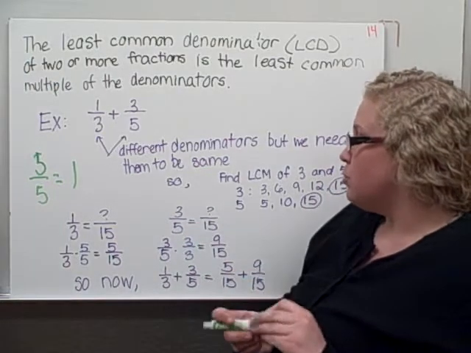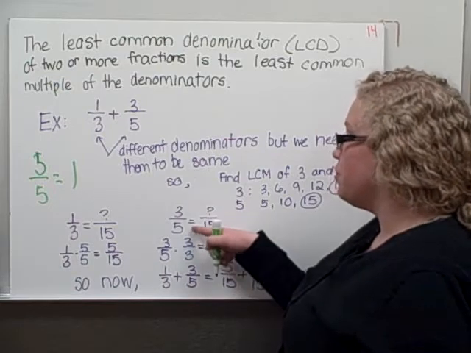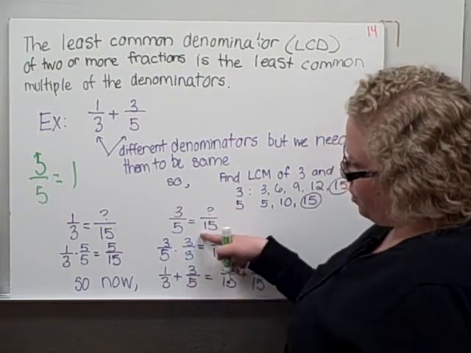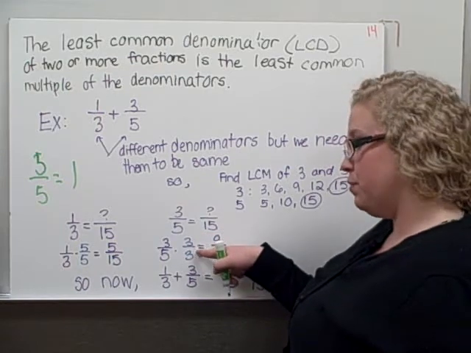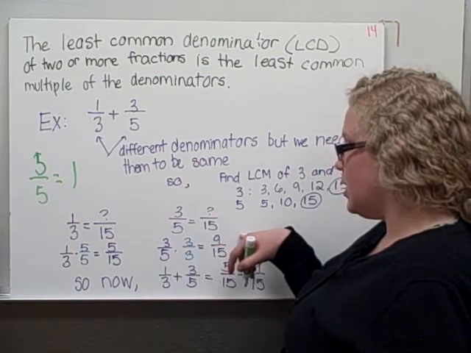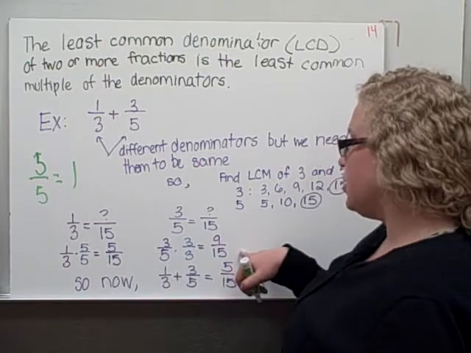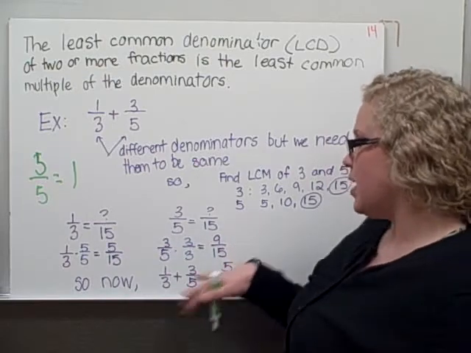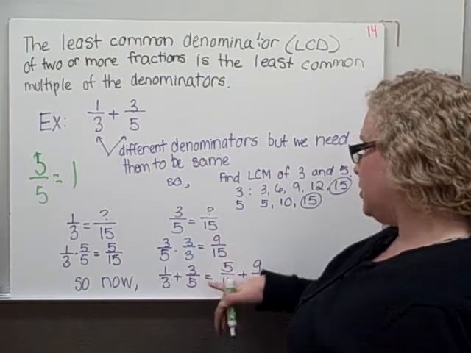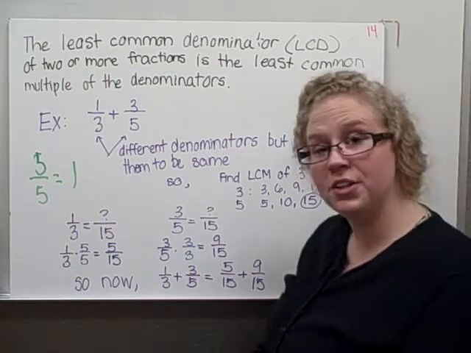For 3/5, we multiplied 5 by 3 to get to 15, so we're going to multiply the numerator by 3. If we multiply both by 3, it's 3 over 3, which is the same as multiplying by 1, and 3 times 3 is 9, and 5 times 3 is 15. So now that we have the same denominator, we figured out our new numerators, and we can add. 1/3 plus 3/5 is now 5/15 plus 9/15, and we know how to do that.